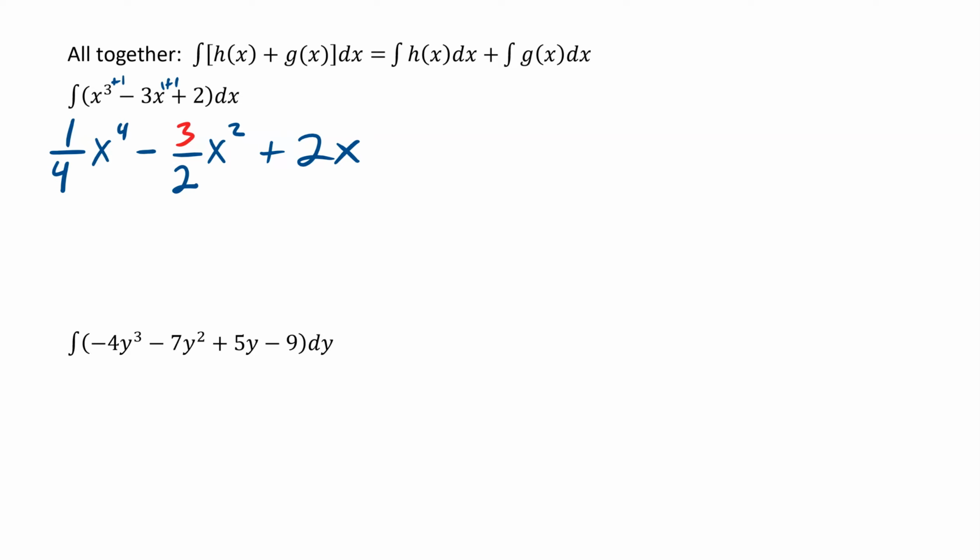And then we always just go back and we check everything. So the 4 would cancel and we get 3. The 2 would cancel and we get 3x. And then this just has a coefficient, so we put 2. And then plus c. And there you have it. There is our antiderivative.